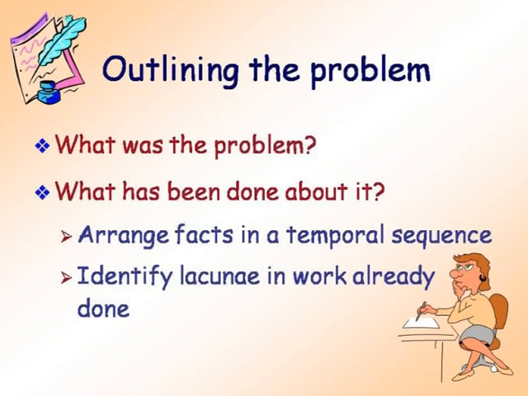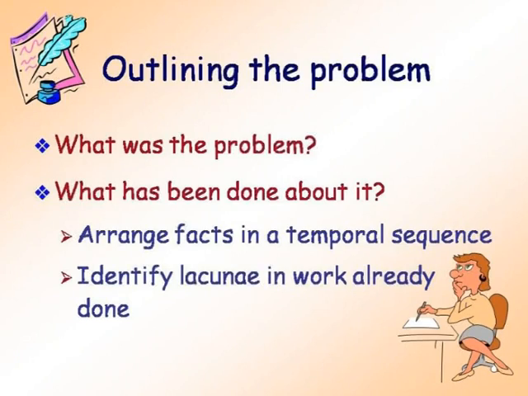You need to arrange the facts in a temporal sequence so that it is easier to understand, and then you identify the lacunae in the work already done. So you can say that though people have done this, these are the things which remain to be done, and therefore we are planning a study to identify or rectify this problem. So this is what outlining the problem is. You state the problem, then you say what has been done about it. Talk about what work has already been done, arrange it in a temporal sequence, identify lacunae in work already done.